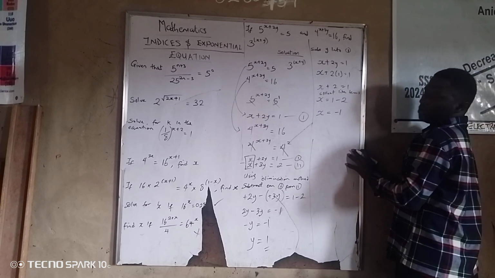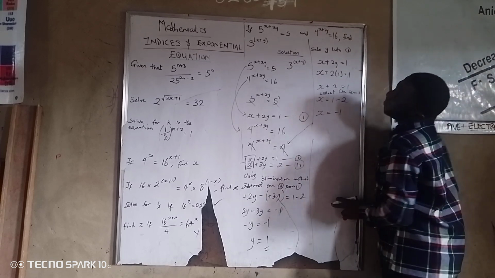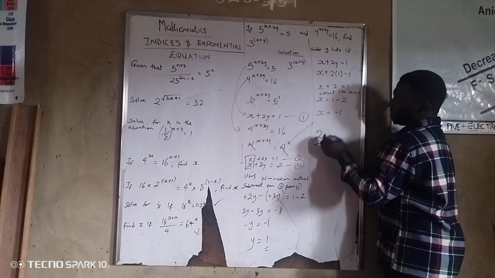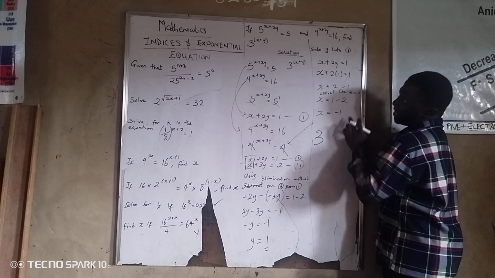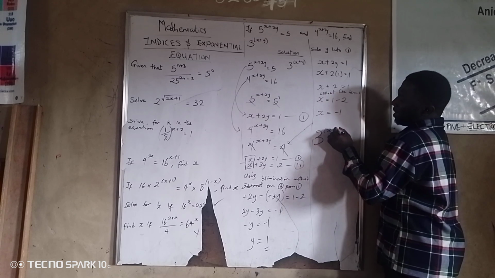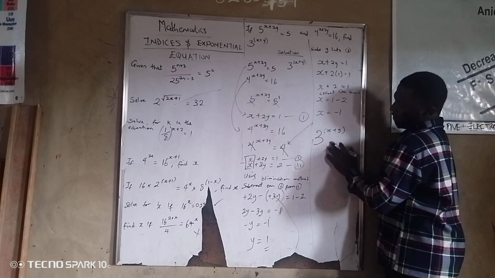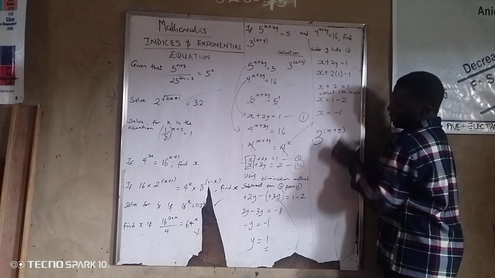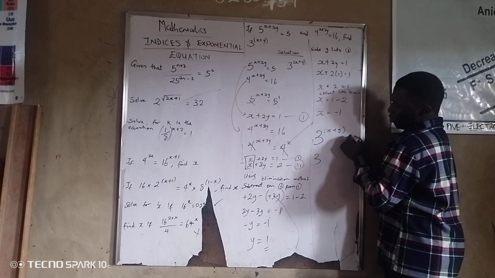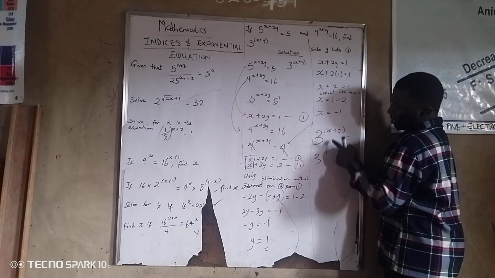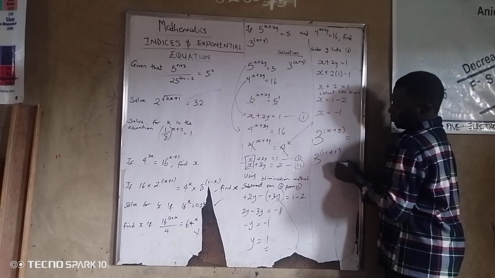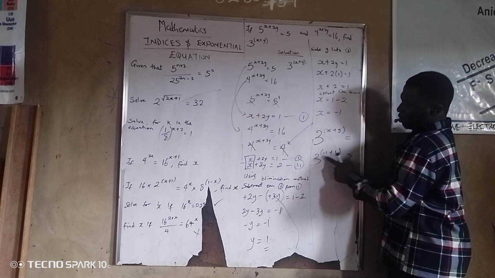X is minus 1. Now the main question did not just say we should find y and x. The question says we should find 3 raised to power x plus y. So this is what we are finding. We replace x and y with what they are. This will be 3 raised to power x, which is minus 1, plus y, which is 1. So 3 raised to power minus 1 plus 1, which is 0.